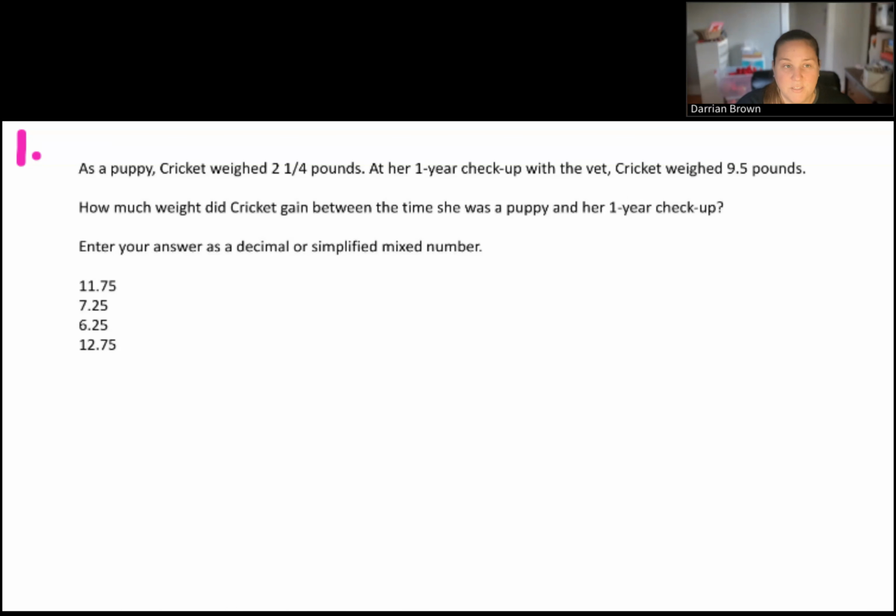Now, they give us 2 numbers here, 2 1/4 pounds and 9.5 pounds. I notice that these are not in the same form. One is a mixed number, one is a decimal. So let's take that mixed number and get it in decimal form. Okay. So 2 ways you could do that. If you know what 1/4 is as a decimal, you could just add that to 2. So 2.25 because 1/4 equals 0.25.